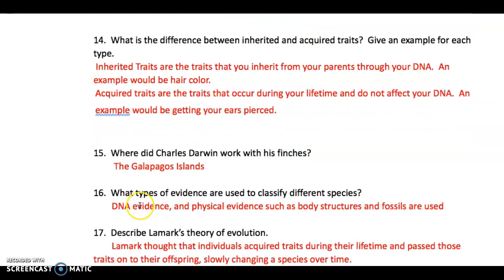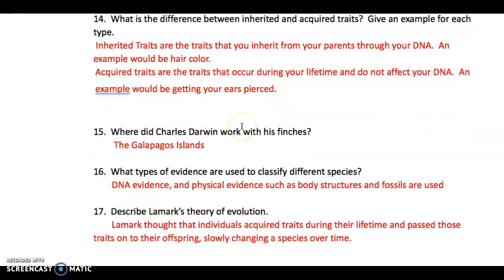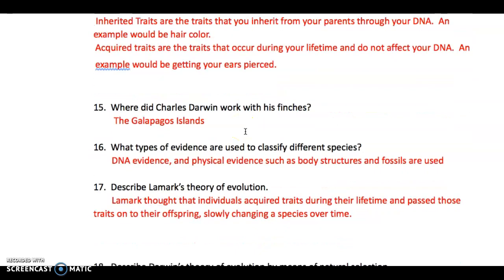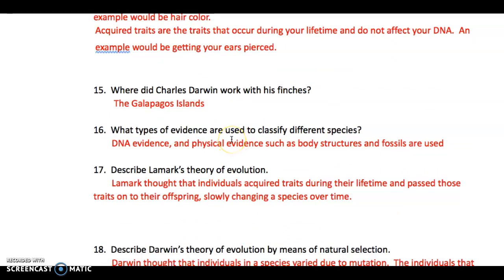Charles Darwin worked with his finches on the Galapagos Islands. That's number 15. Number 16, what types of evidence do we use to classify different species? DNA is best. It's foolproof. And then behind that, we use physical evidence such as body structures and fossils when we have them.